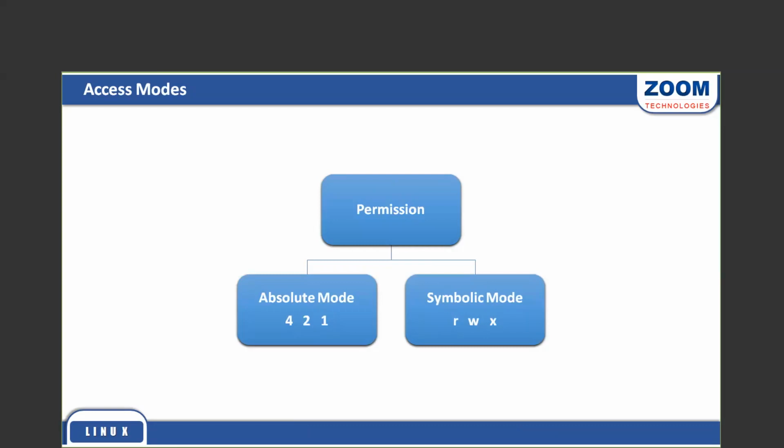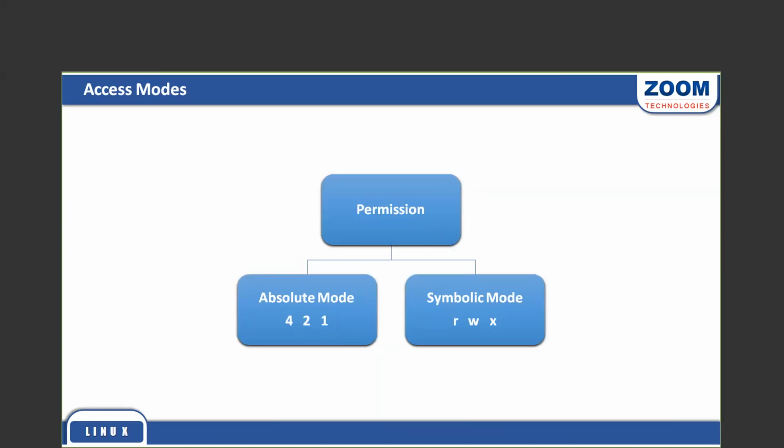So here, what is the read value? Read value is 4. Write value is 2. And execute value is 1. This is constant. Using this, we will change the permission as per our requirement. So we can change the permission in Linux by using either alphabets or numbers.